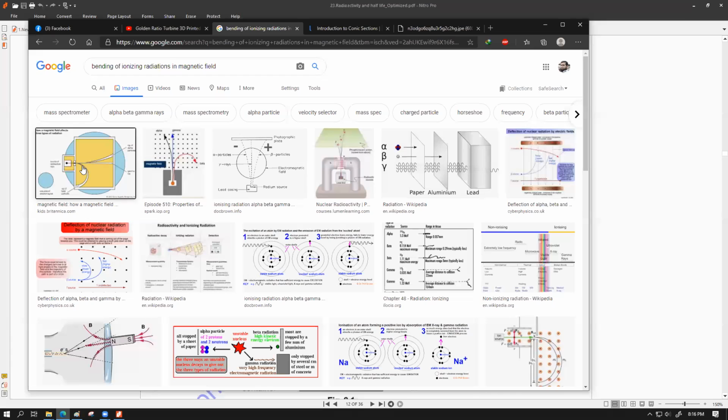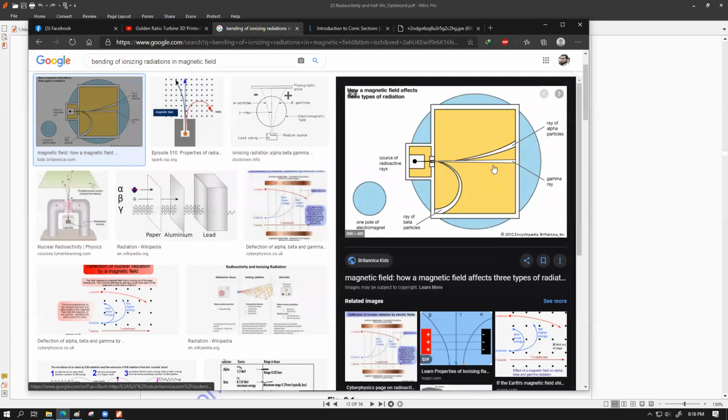This is what I'm talking about. The alpha particles have bent quite less, whereas the beta particles bend really sharply. Like they have severely high acceleration compared to the alpha particles.